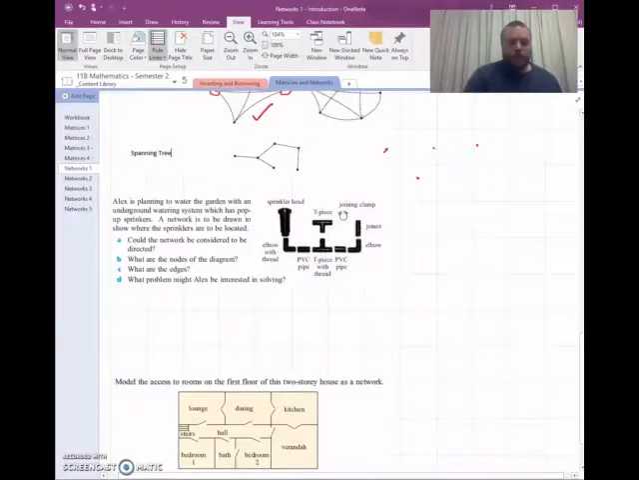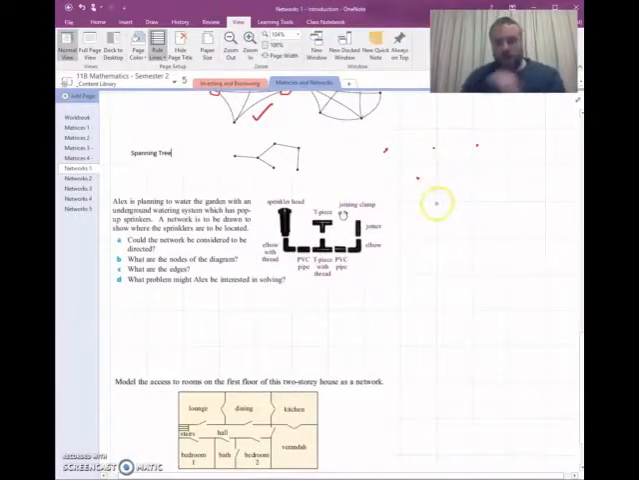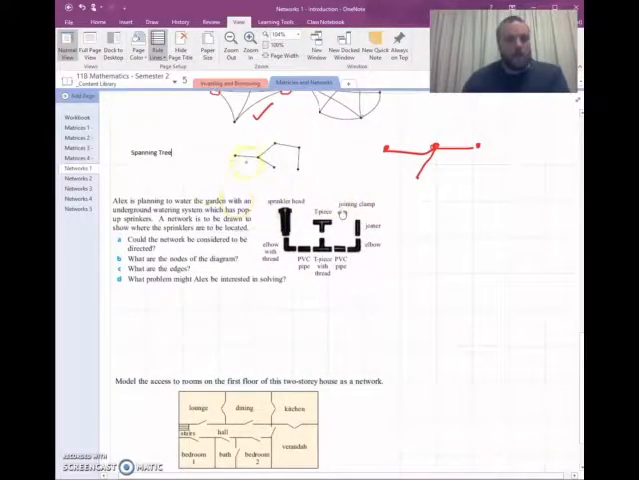In this example, Alex is planning to water a garden with an underground watering system which has pop-up sprinklers. A network is to be drawn to show where the sprinklers are to be located. Okay, could this network be considered to be directed? So I'll just do a small sketch. Let's say this is where the water is coming from, so this is the tap. And then there are sprinklers here, here, here, here, here, and here. So if we imagined the water coming from the tap to each of these, I would say that yes, it looks like it will be a directed network. So we can't have the water flowing back towards the tap. So yes, I would say that it is.